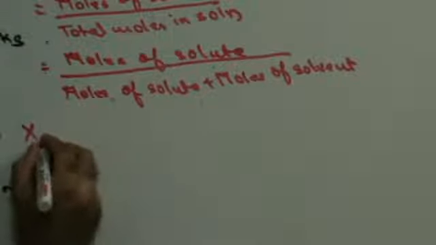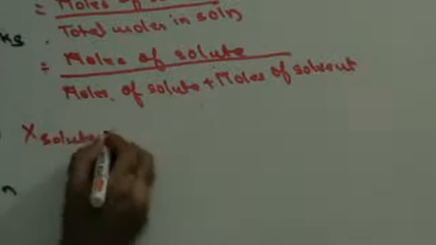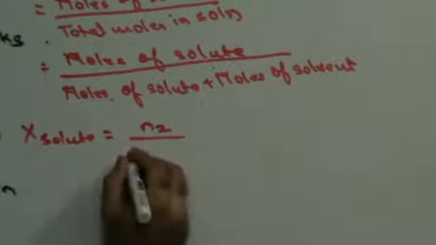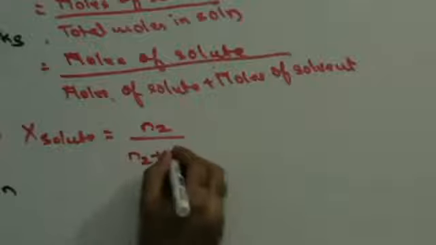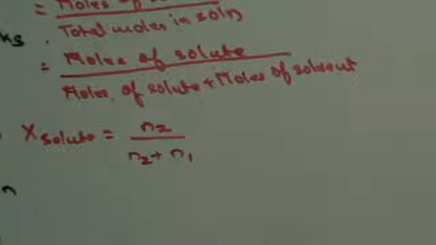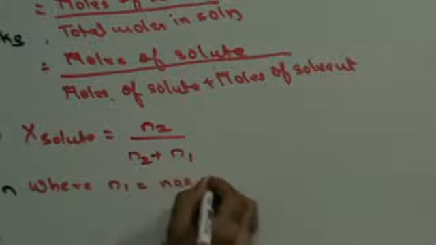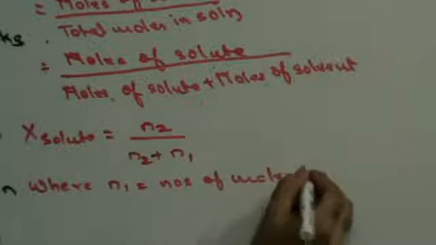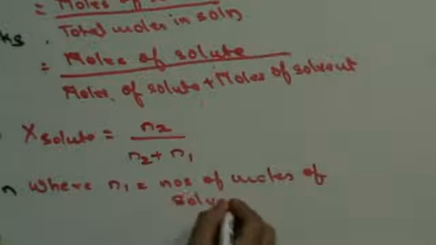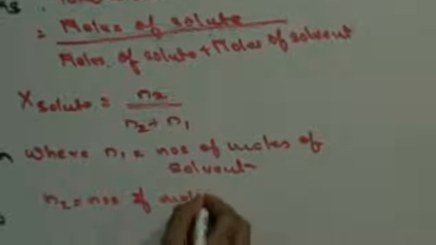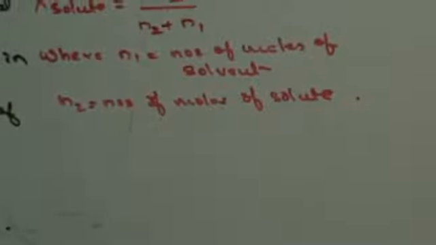first of all, symbolically it can be said that mole fraction of the solute is nothing but the number of moles of solute to the number of moles of solute plus solvent. Where N1 is the number of moles of solvent and N2 is the number of moles of solute. Right? So do we understand this?